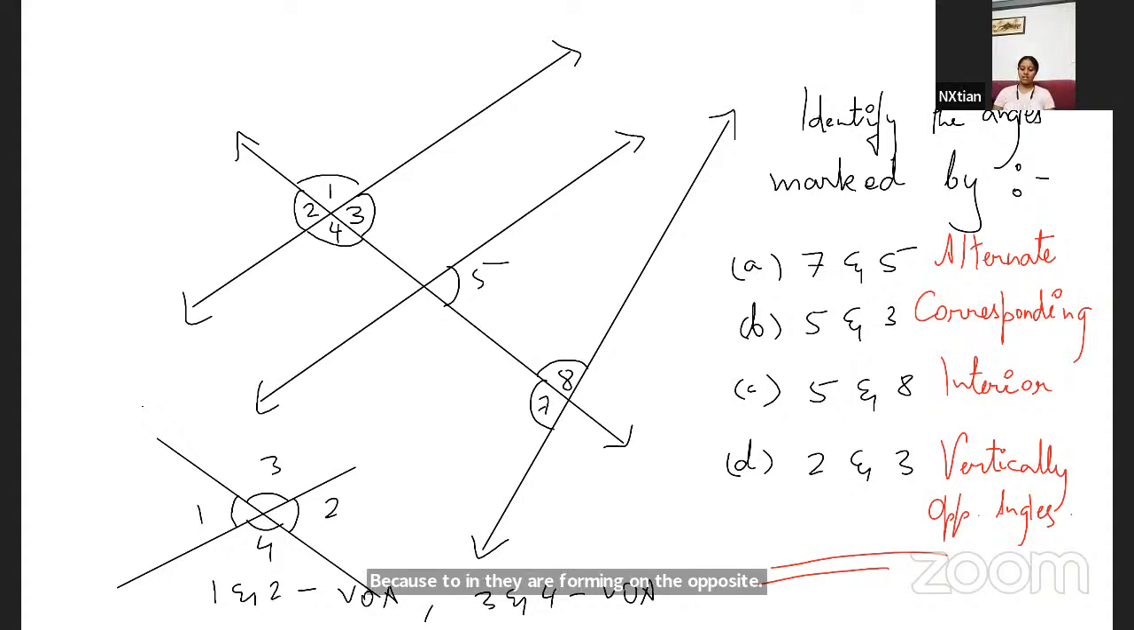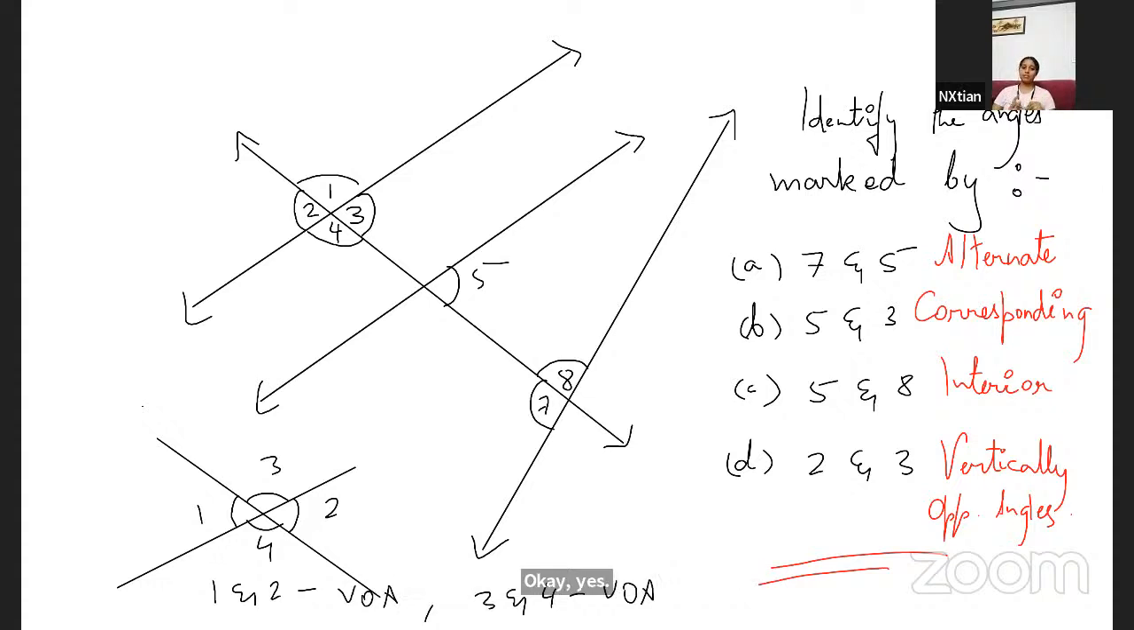Ma'am, 1 and 4 are vertically opposite, 2 and 3 are vertically opposite. No, 1 and 2 are. Yes, Edric, 1 and 2 are vertically opposite. Look at the numbering that I've given to the angles. Yes, VOA is the short form of vertically opposite angles.